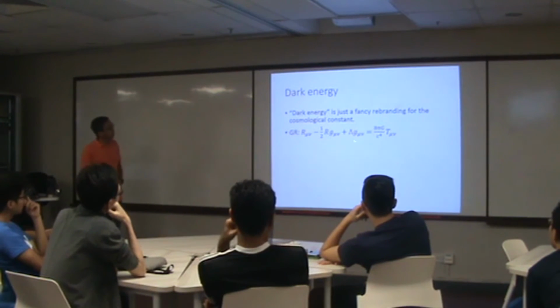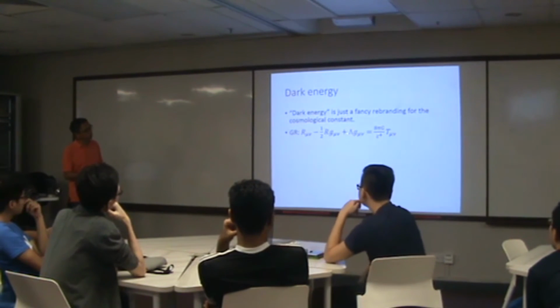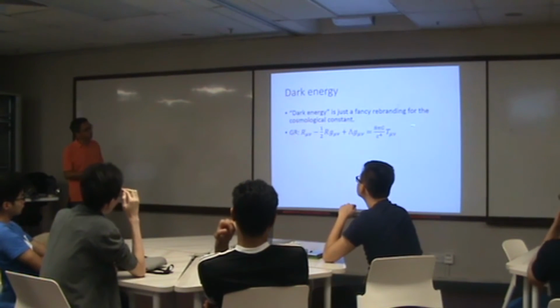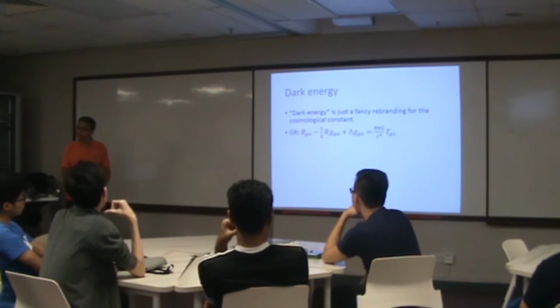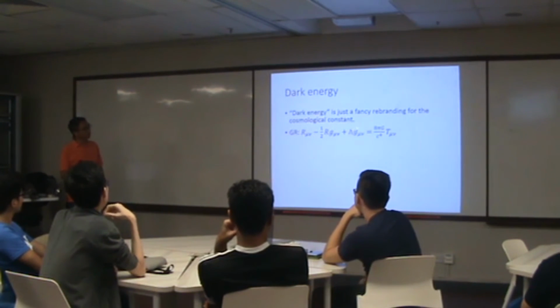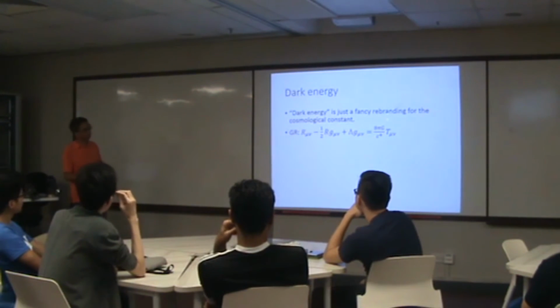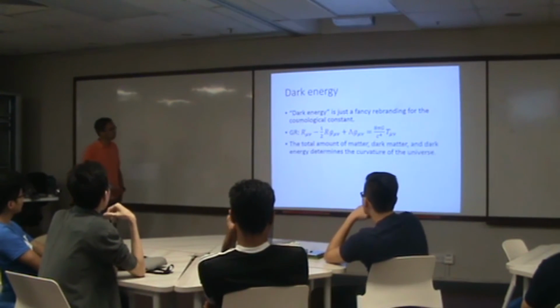Dark energy, the lambda, is actually a rebranding from the cosmological constant. So if you add a cosmological constant in the Einstein field equation, and when we have dark matter, some physicists, I don't know who, did a really lousy job. We call it dark energy, which is not really energy at all. It is a constant of the universe.